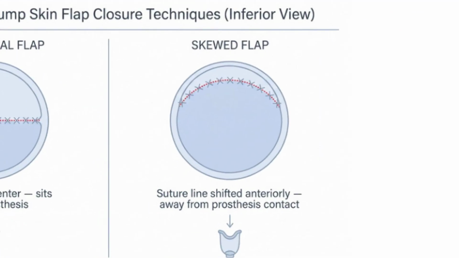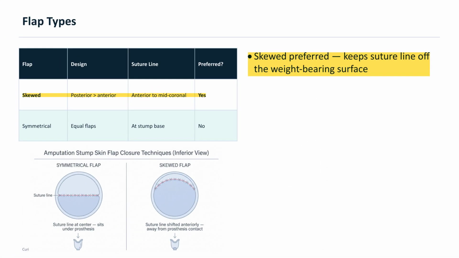In a skewed flap, the posterior flap is made longer than the anterior flap. When they come together, the suture line ends up anteriorly, in front of the mid-coronal plane of the stump. It is away from the weight-bearing surface entirely. The patient can walk without the suture line being under pressure. The skewed flap is preferred. The symmetrical flap is not preferred. Simple concept, very frequently asked.